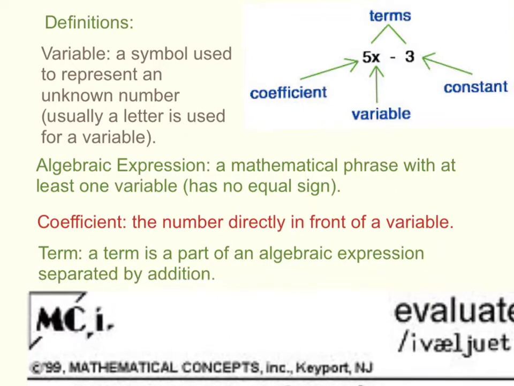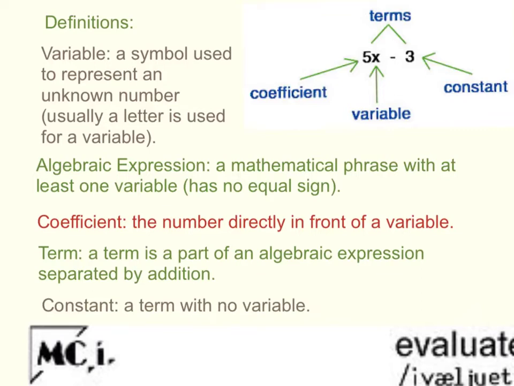A term is part of an algebraic expression separated by addition. If you look at the example above, 5x minus 3, our terms are 5x and negative 3. Since subtraction is adding the opposite, we could turn our expression into 5x plus negative 3. That's how we know that our two terms are 5x and negative 3. Please take a moment to pause this video and write down the definition of a term.